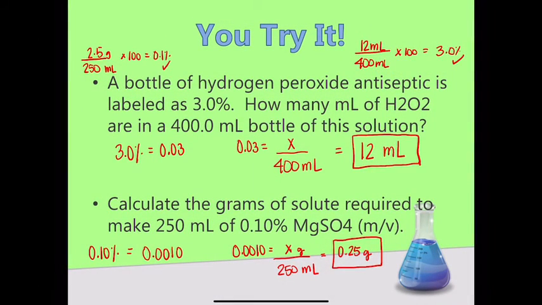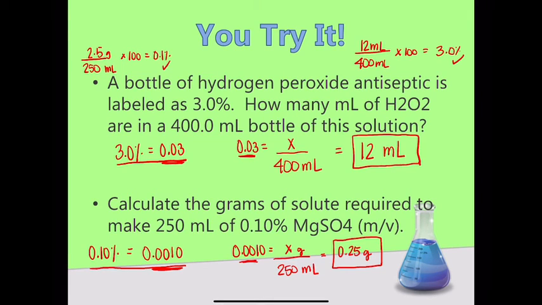All right, let's take a look at these together. So the first one, you should have gotten 12 milliliters. The second one, you should have gotten 0.25 grams, okay? So the thing that you really need to remember is that you have to convert those percentages back to a decimal. So 3% is equal to 0.03. 0.1% is equal to 0.0010, okay?